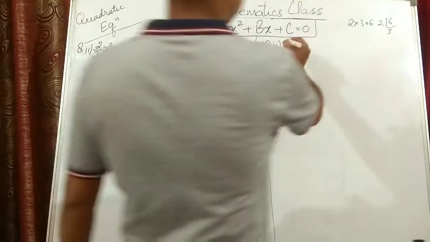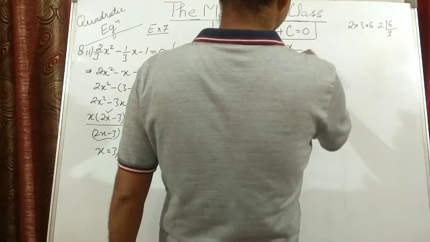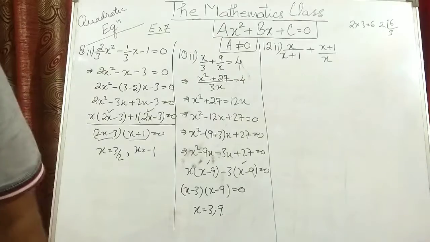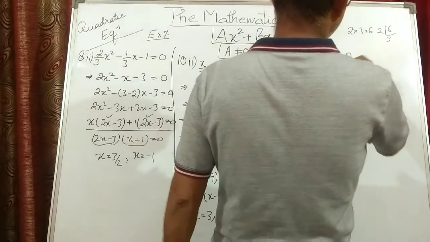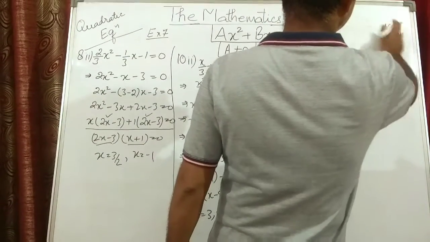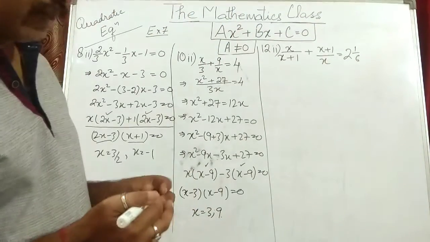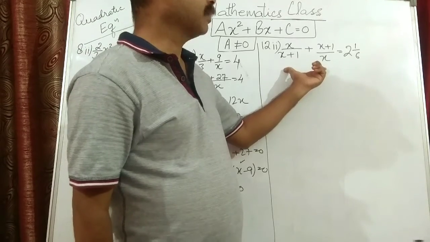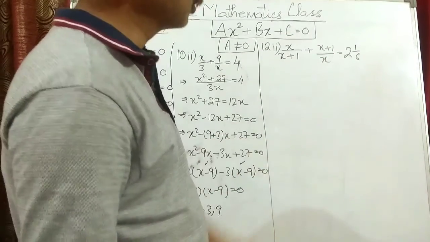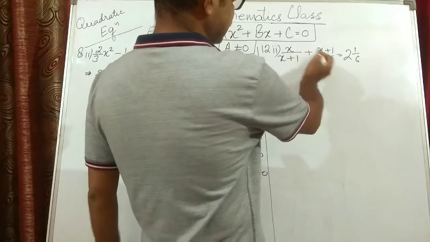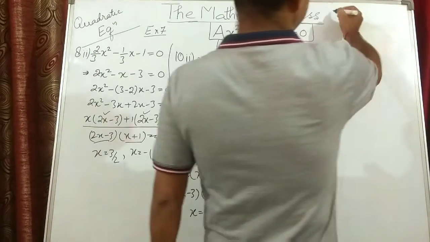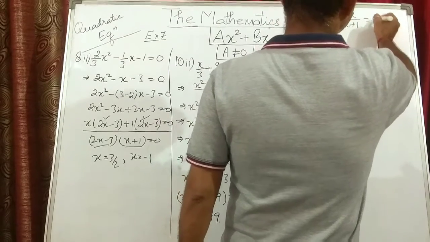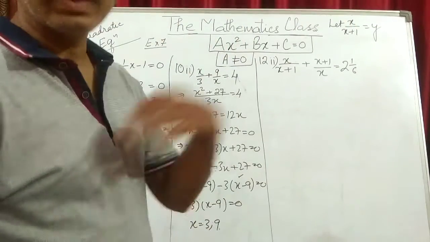That is x upon x plus 1 plus x plus 1 upon x is equal to 2 whole 1 upon 6. Though this question can be solved by taking the LCM, but that may increase the number of steps. I'll solve it both the ways. So you can see this and this are reciprocal of each other.